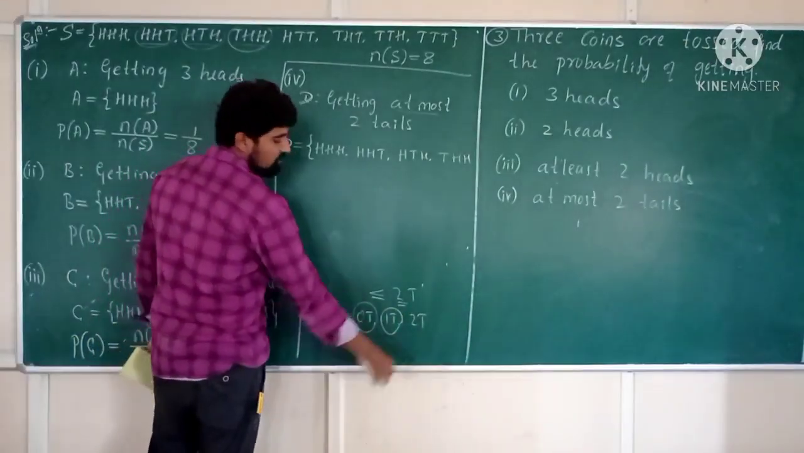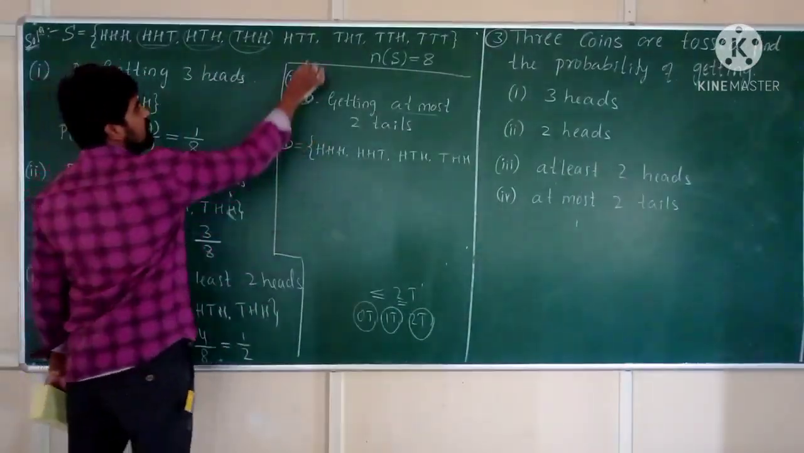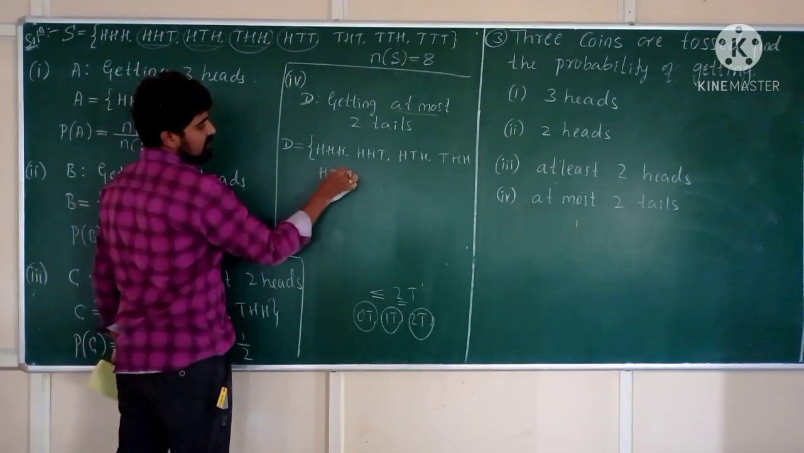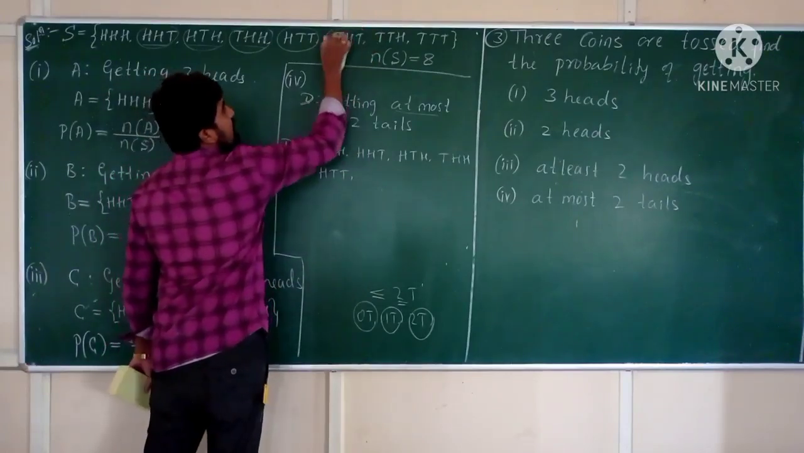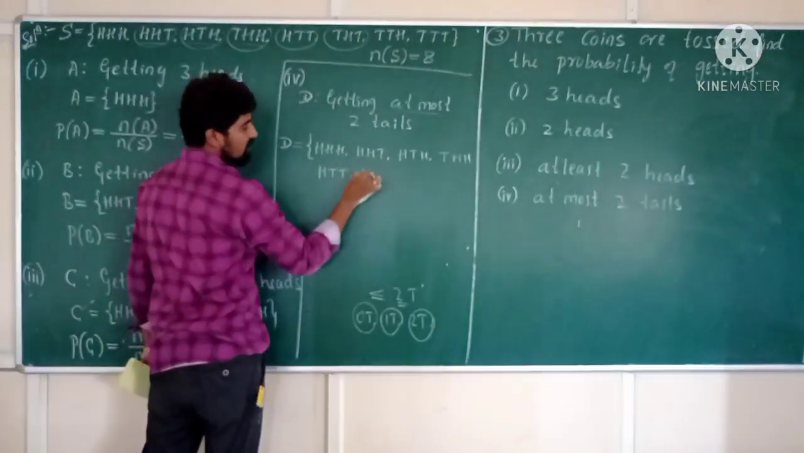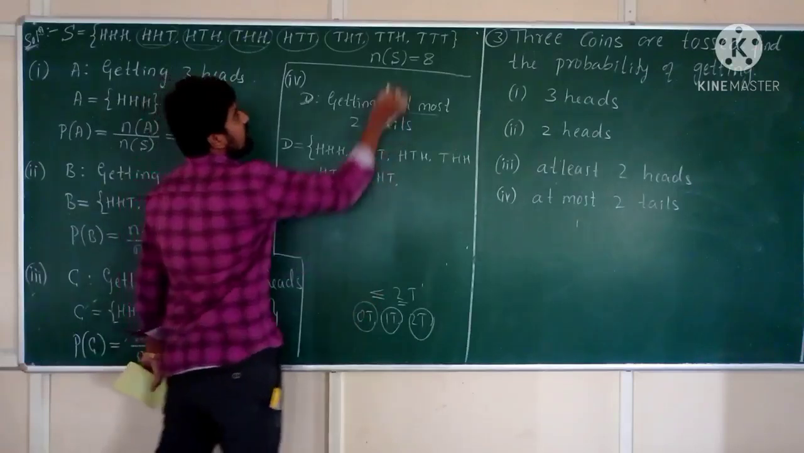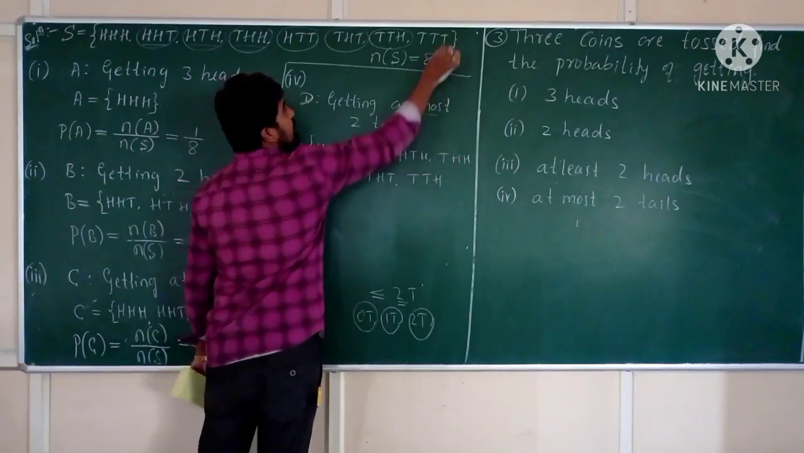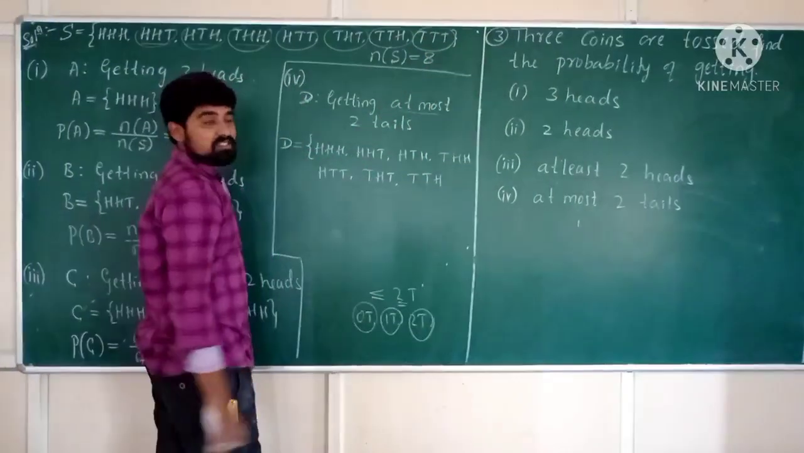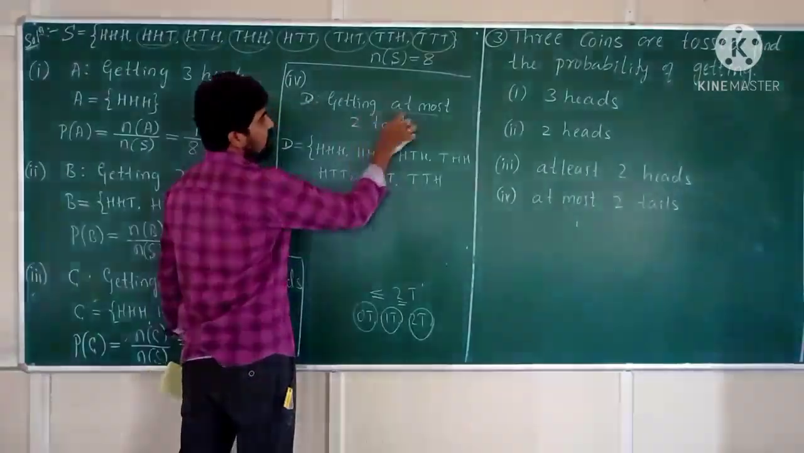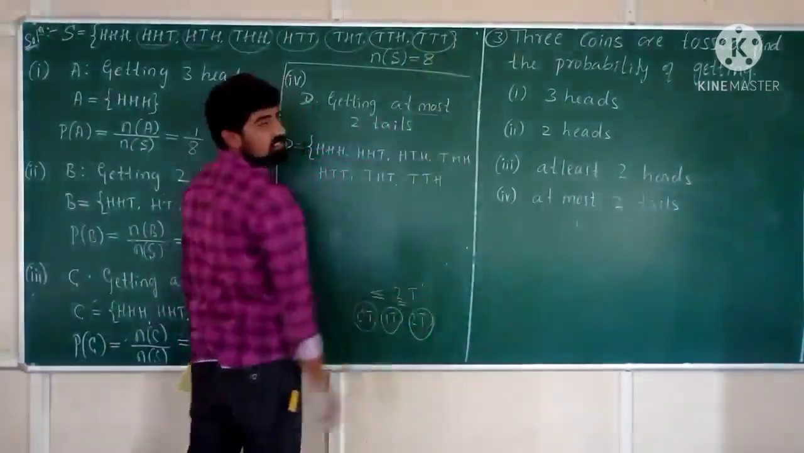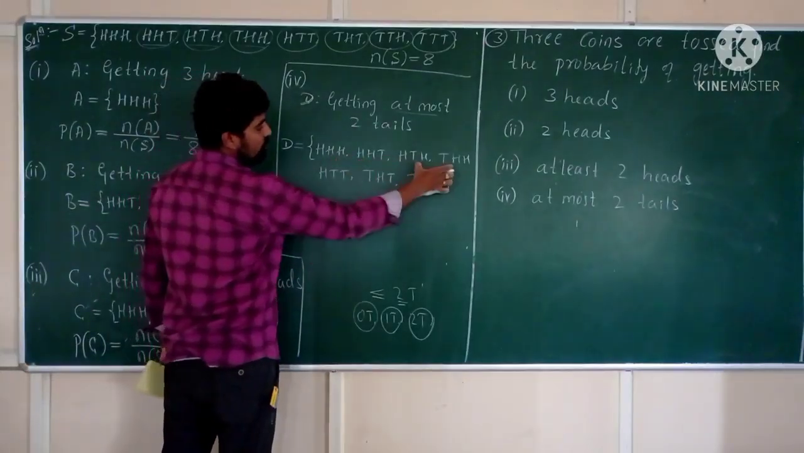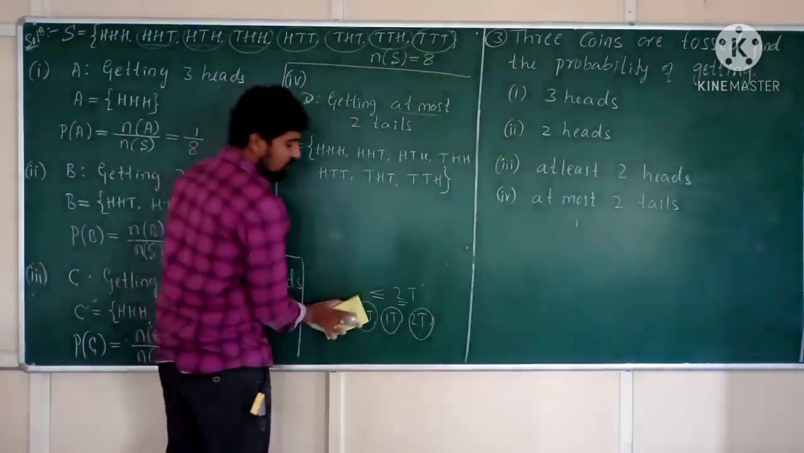And now we need to write the outcomes which consist of 2 tails. That is HTT, which consists of 2 tails, and then THT consists of 2 tails, and then TTH consists of 2 tails. And TTT consists of 3 tails, which is not possible for at most 2 tails, and TTT is not present in the event D. Therefore event D consists of 1, 3, 3, that is 7 possible outcomes.